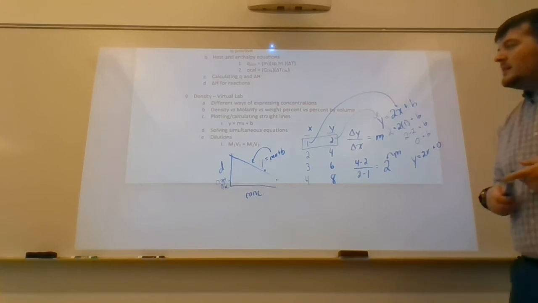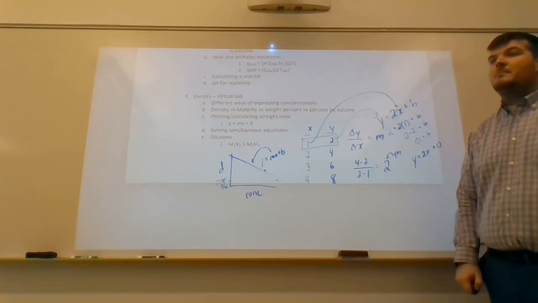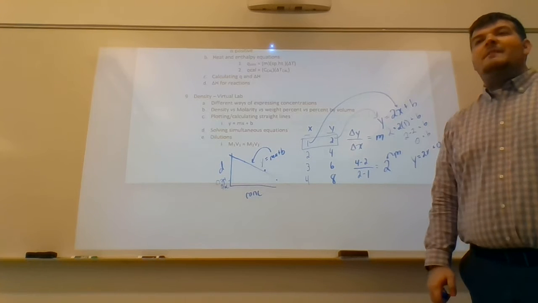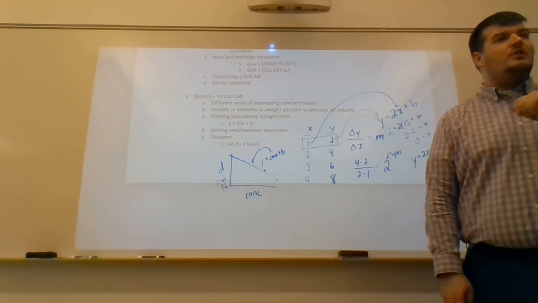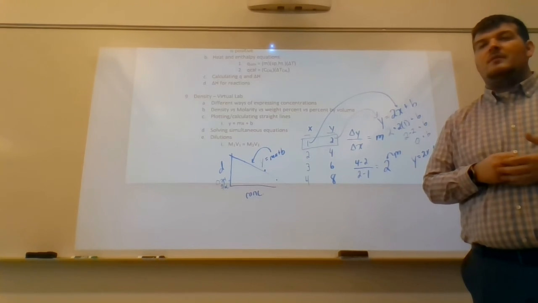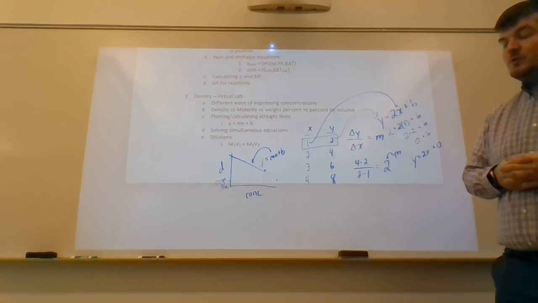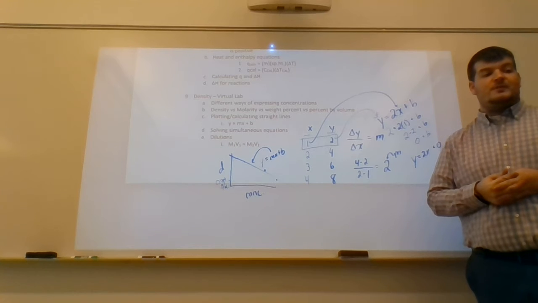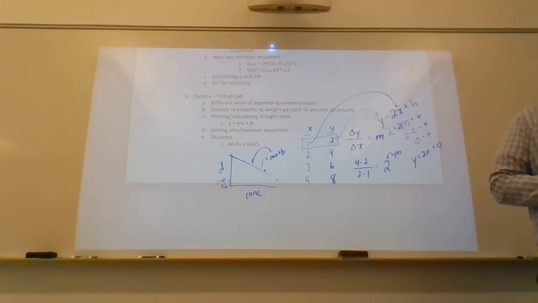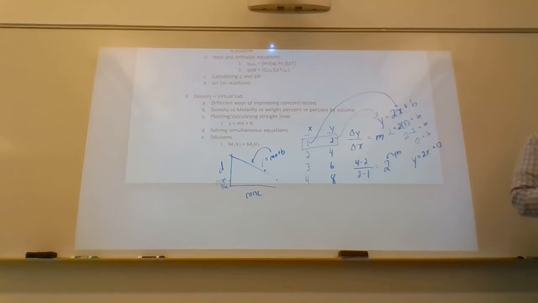All right, dilutions, M1V1 equals M2V2. The important thing to remember here is that the species must be the same. Otherwise, it's not a dilution. If it is not the same, what do you need in order to solve? A balanced chemical equation. Okay? If it's a dilution, it means that the species is the same, and you can use M1V1 equals M2V2. If it is not the same, it means it's not a dilution, and therefore you need a balanced chemical equation. You guys have done many of those examples in the past. Okay?